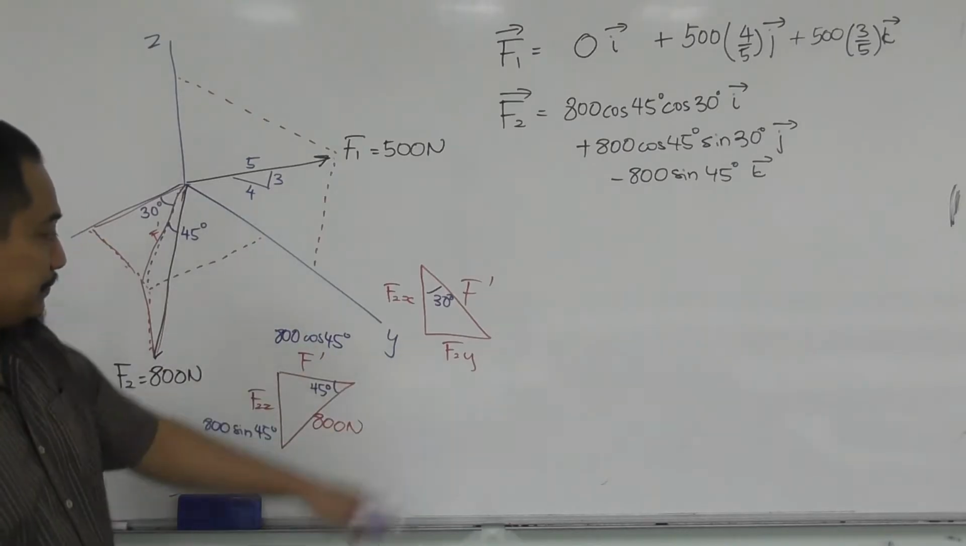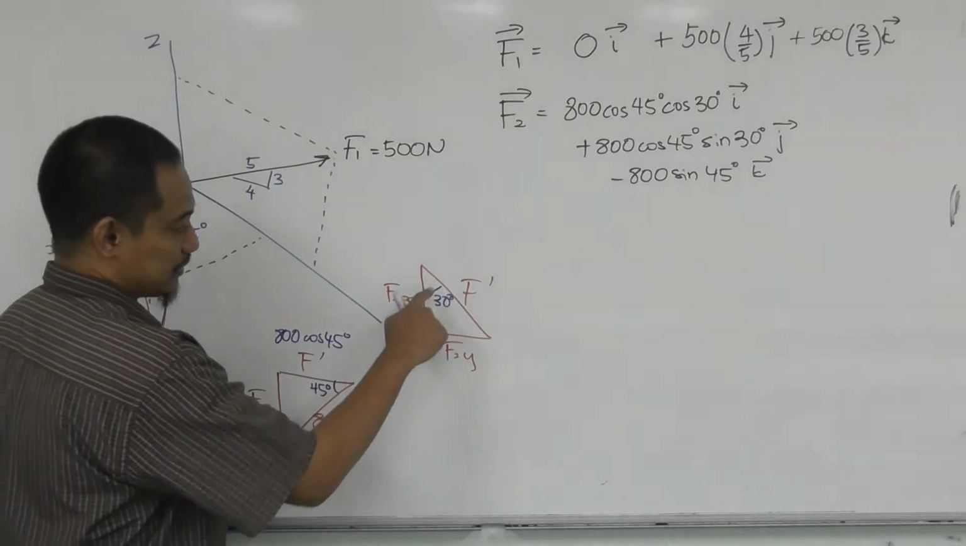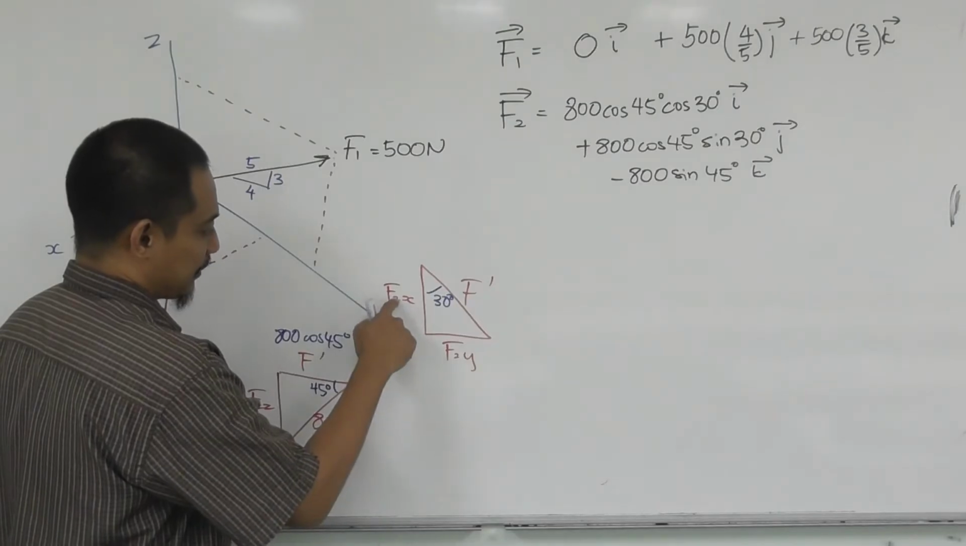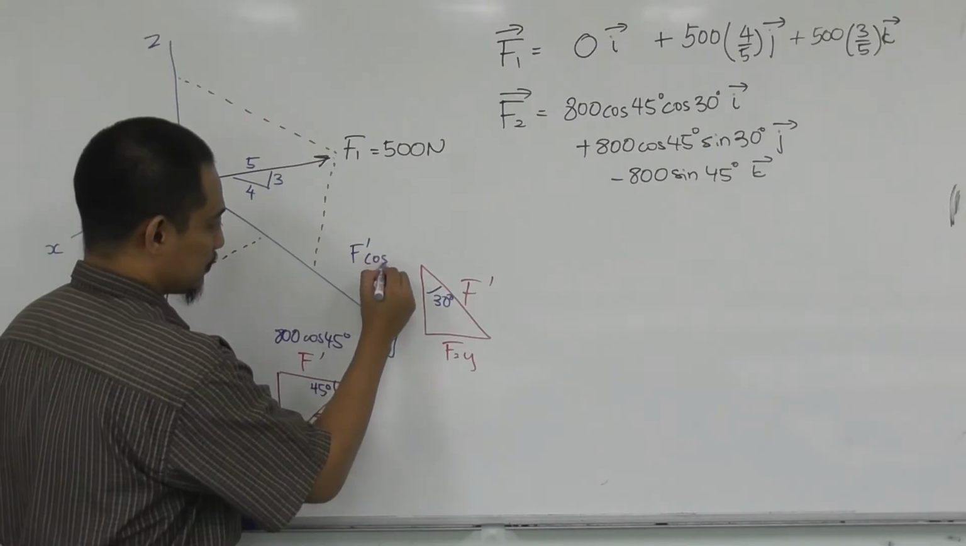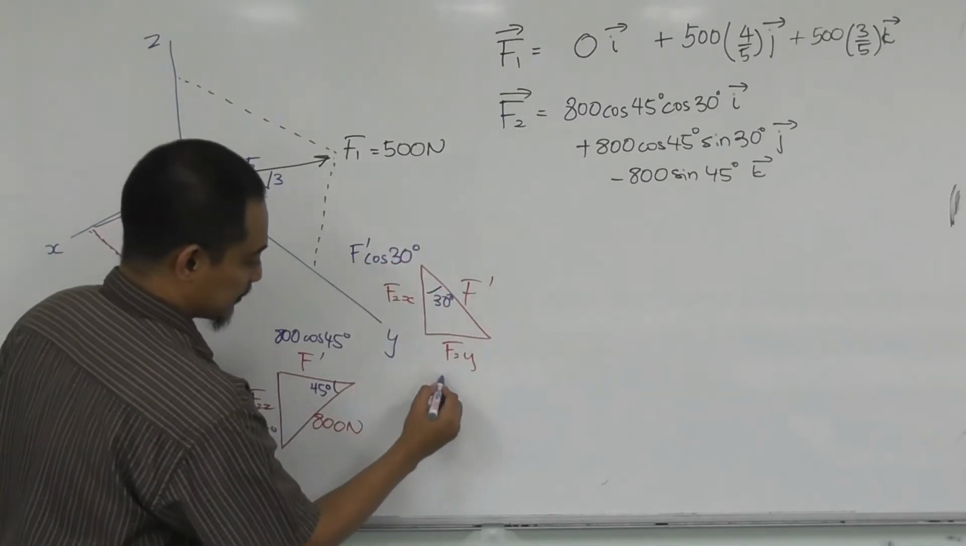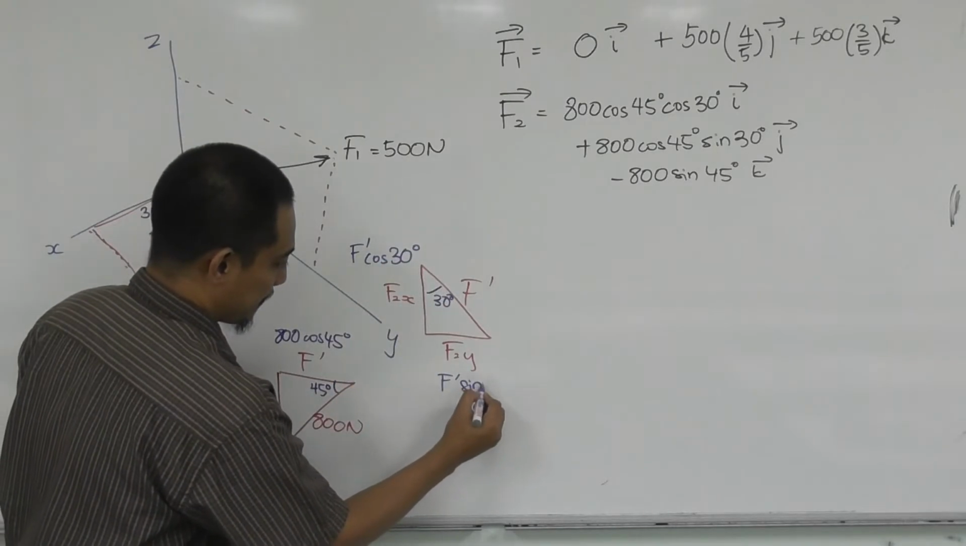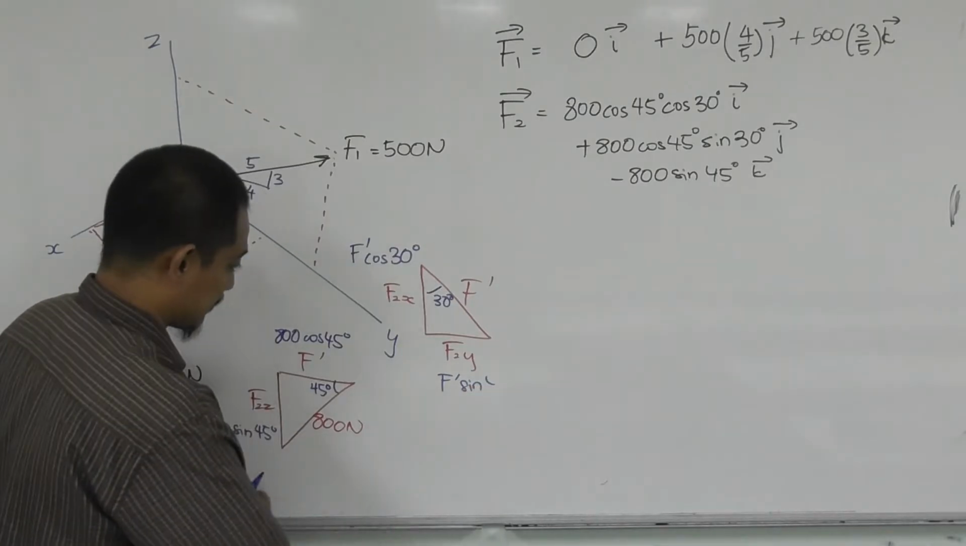Alright, what about this one? Based on this, F2x is basically F prime cos 30 degrees. And this one, F2y, is F prime sine 30 degrees.